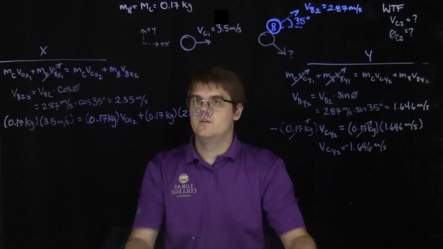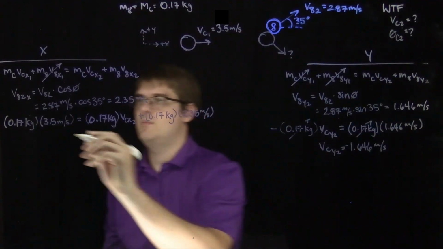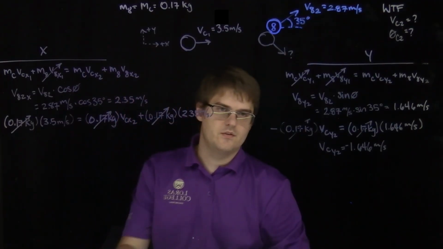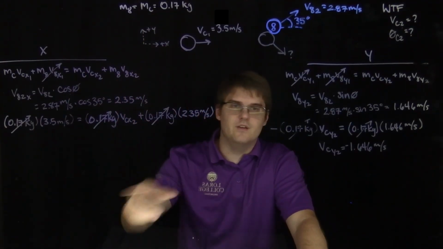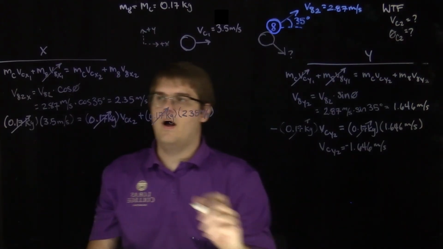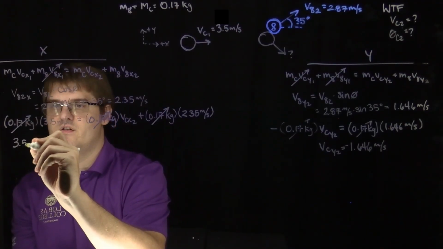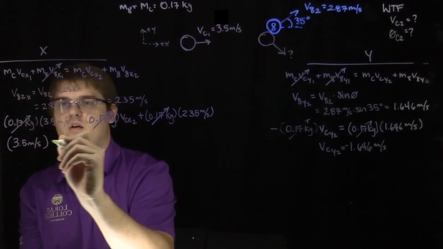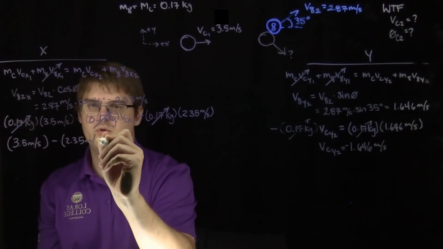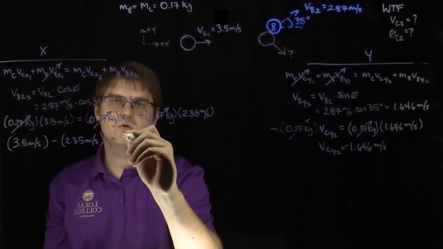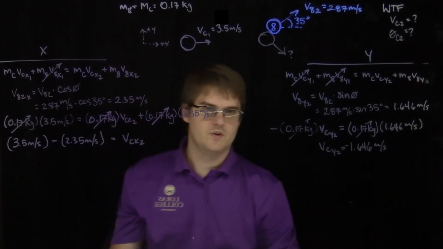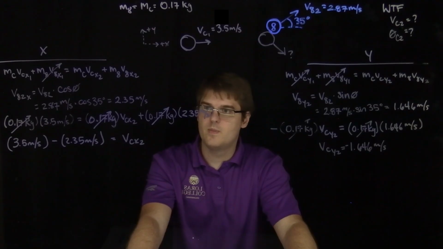So the first thing I can do is make this whole thing a whole lot shorter. I'm dividing everything by that mass. The nice thing about having these two masses equal is everything's canceling out here. So I have 3.5 meters per second minus 2.35 meters per second is going to be equal to the velocity of c in the x at time 2, which is what I'm trying to solve for.